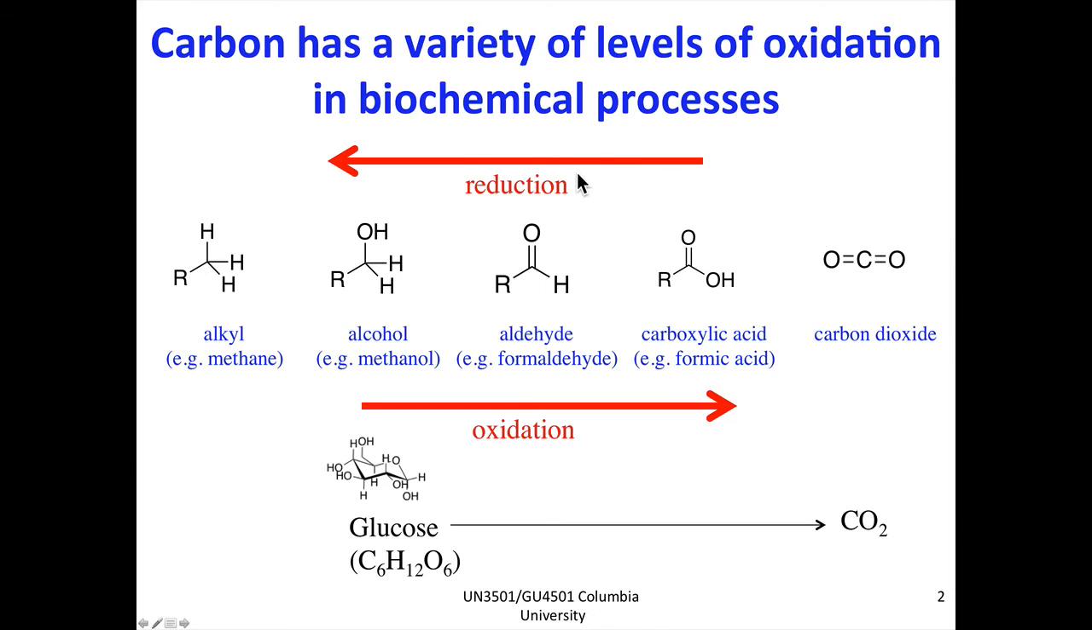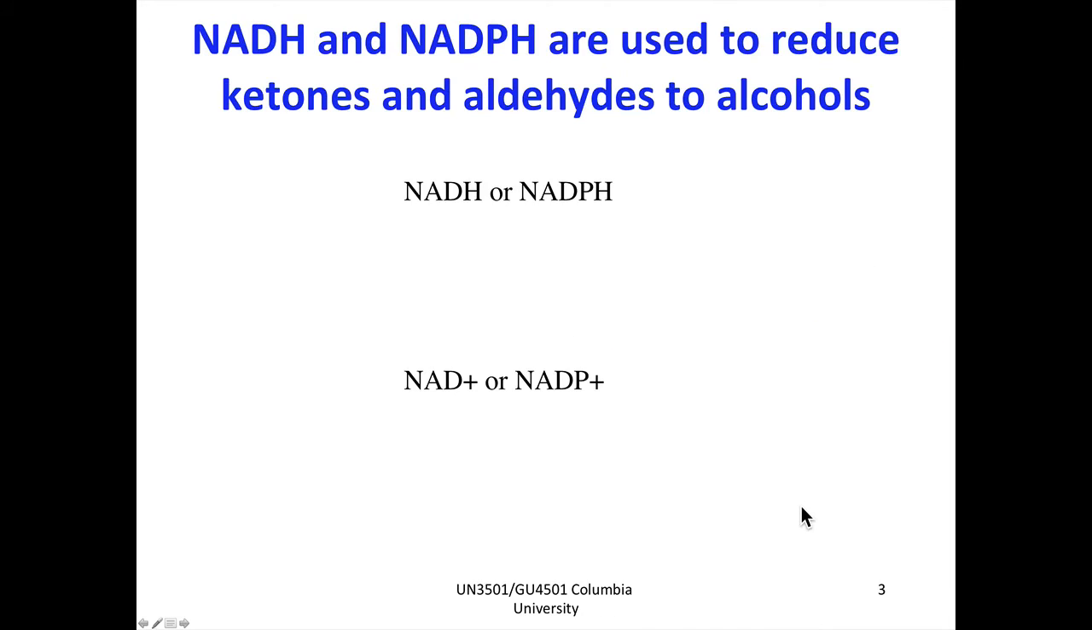And so again, when we go in the leftward direction here, we're reducing carbon, and when we go in the rightward direction, we're oxidizing carbon. And metabolism in the glycolysis, for example, in the TCA cycle, we're going in this direction of oxidation. Okay, so that's about carbon.